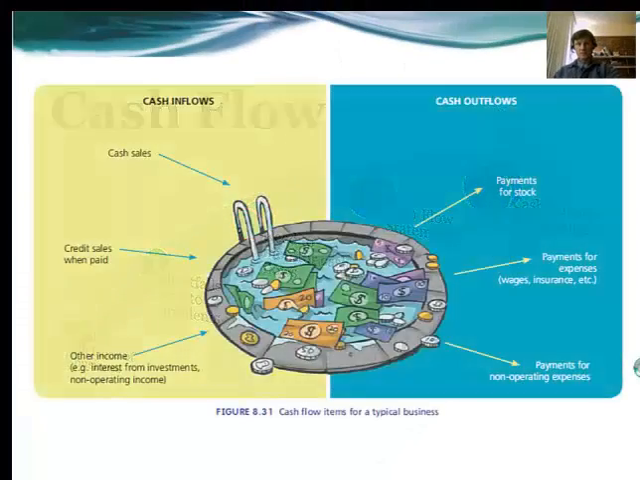Now let's have a look at what constitutes cash flows. Here on the diagram you can see there's a number. Cash sales, when we sell our products, when we have amounts sold on account and when they are paid back to us. Other income in terms of interest, non-operating income, for example, rent revenue. Cash outflows, we've got payments for stock, which is our biggest expense, along with wages normally, other expenses, insurance, rent, etc. And also here payments for non-operating expenses.